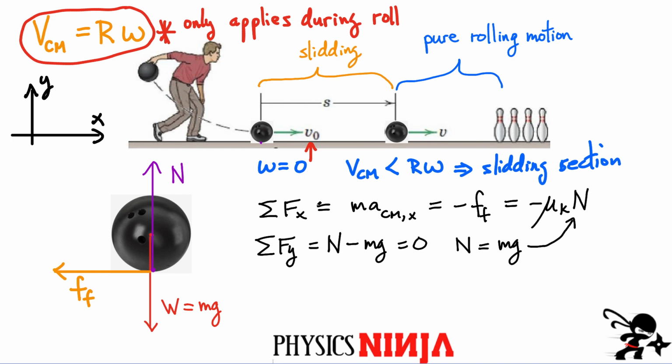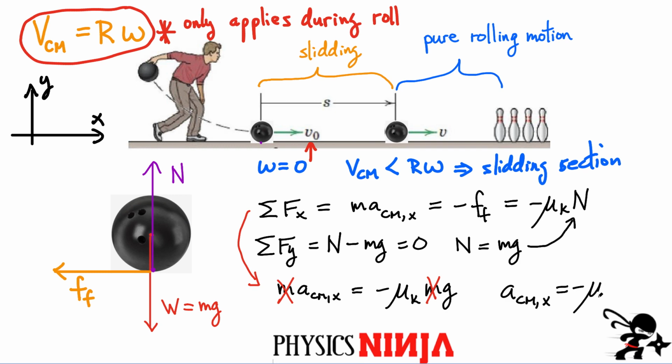So what I'm going to do here is just rewrite my forces in the x direction. This is what it should look like. Mass times the acceleration of the center of mass in the x direction has to be equal to minus the coefficient of kinetic friction, because it's sliding, multiplied by the normal force, which we just said was mass times little g. All right, so what do we have to do? We can cancel out the masses. It doesn't matter what the mass of the bowling ball is. And now the last part here is that we actually have an expression for the acceleration of the center of mass: minus the coefficient of kinetic friction multiplied by little g.